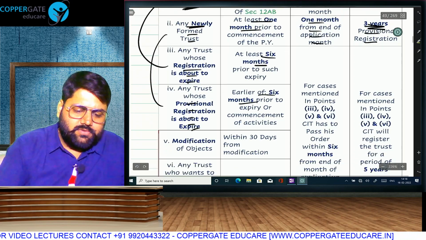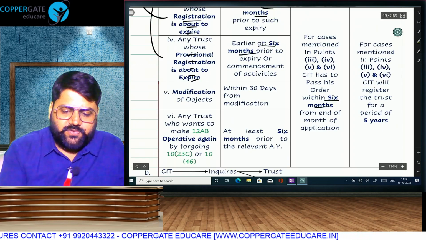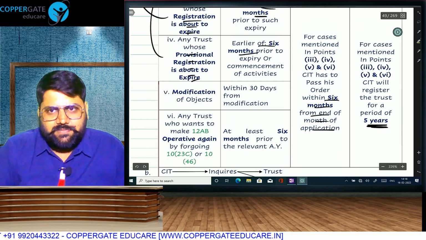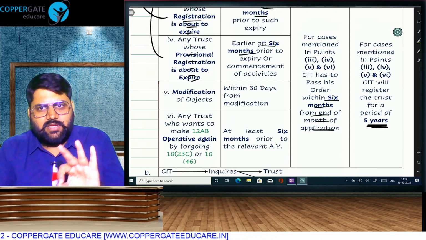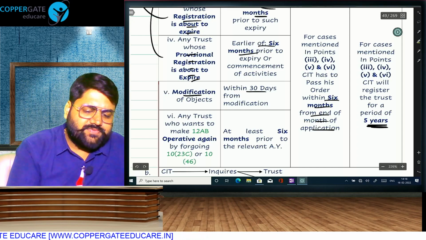And now we will give you fresh registration within 6 months from the end of the month of application, and from now onwards all the registrations will be valid for 5 years. So only provisional registration will have 3-year validity, all other registrations will have 5-year validity. Modification of objects within 30 days.